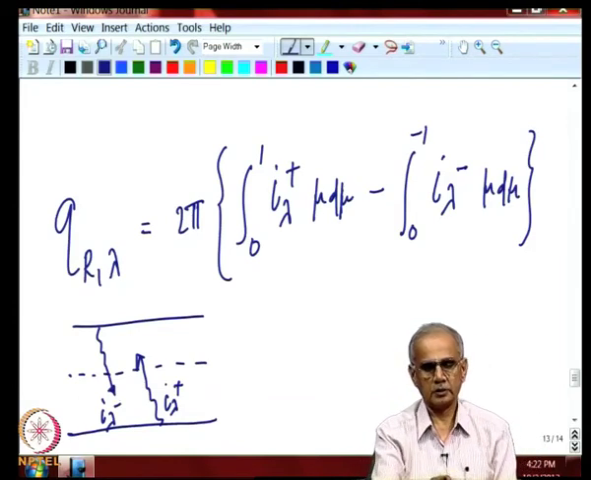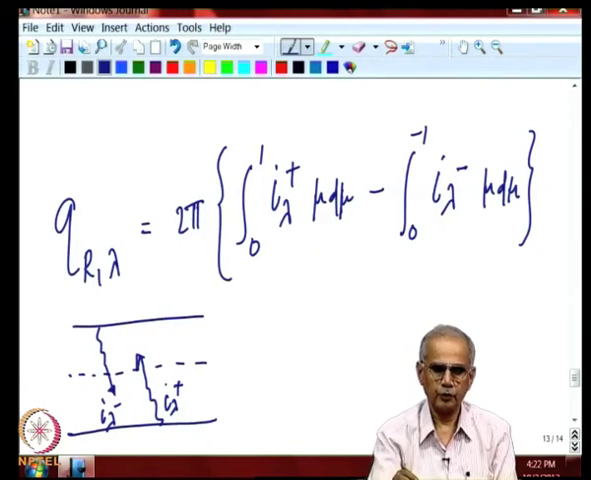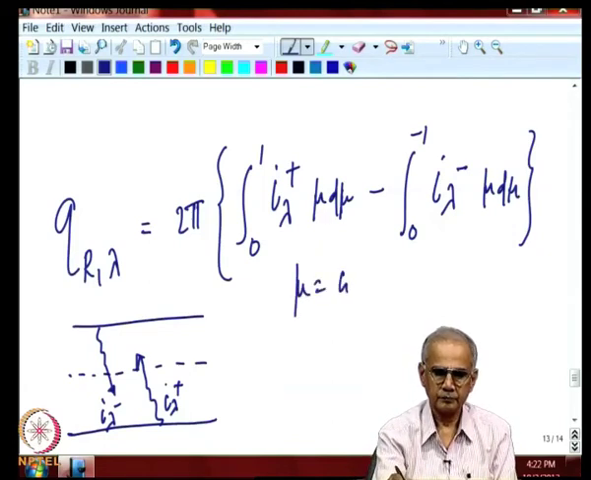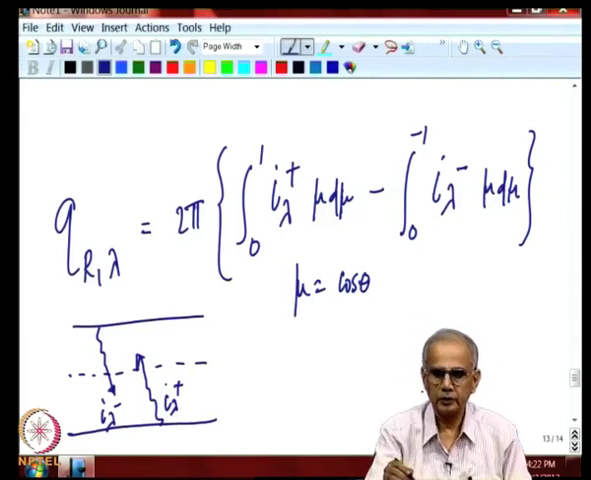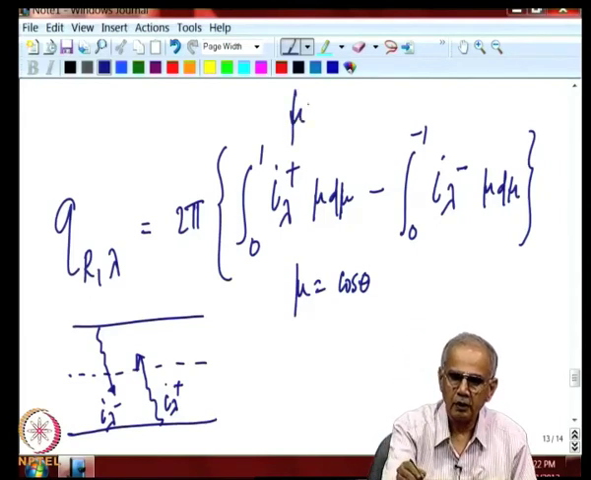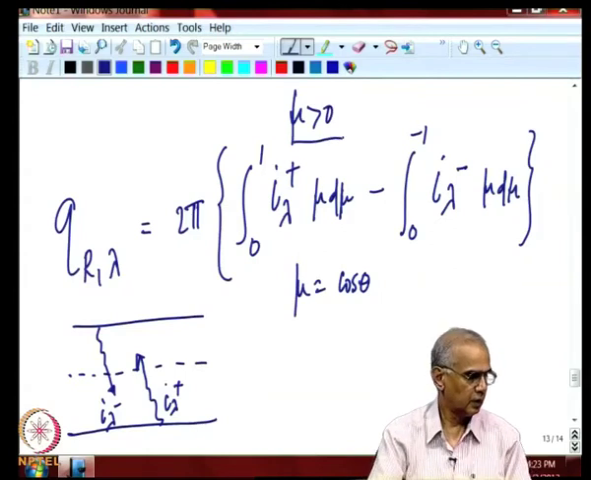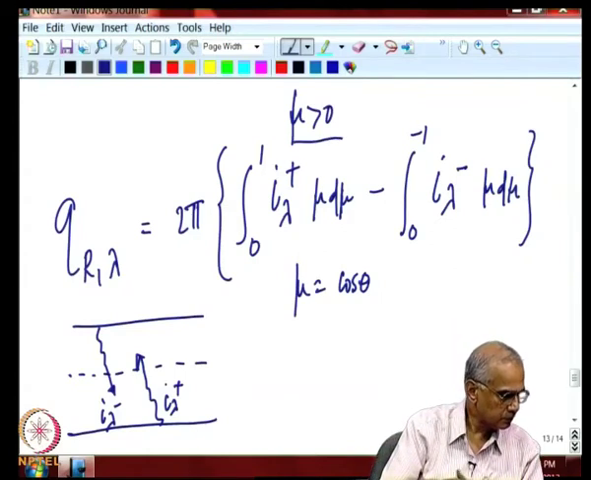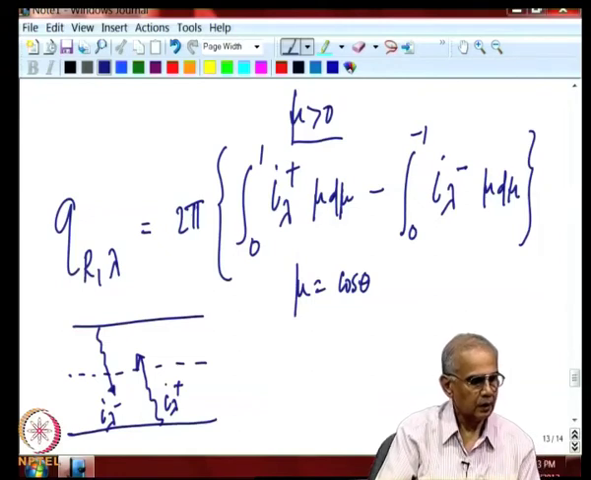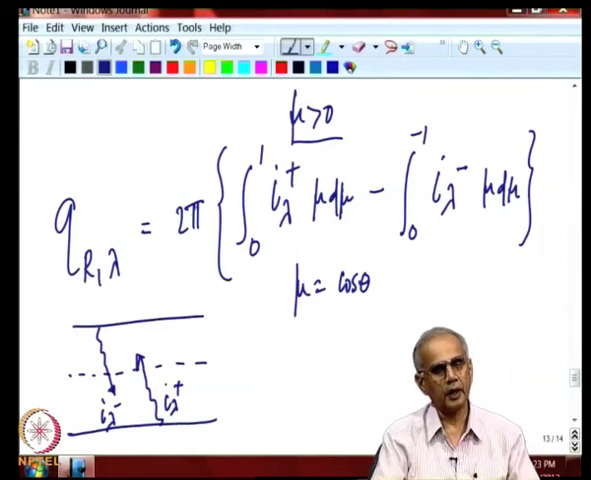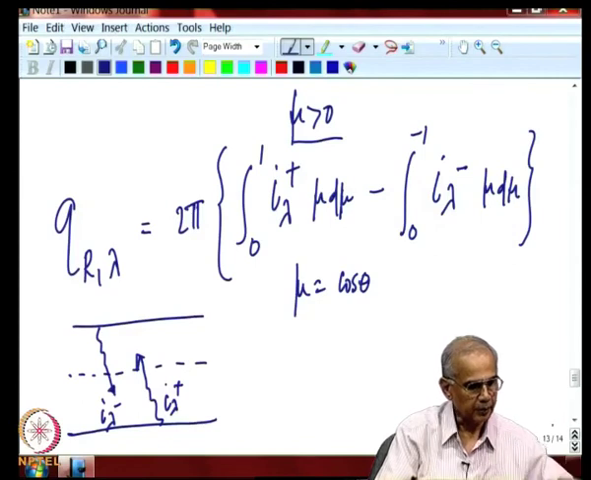So, this involves 0 to pi by 2, where mu is cos theta. So, when theta is between 0 to pi by 2, this quantity is always positive, and the second one involves theta value between pi by 2 and pi. So, it will be negative.